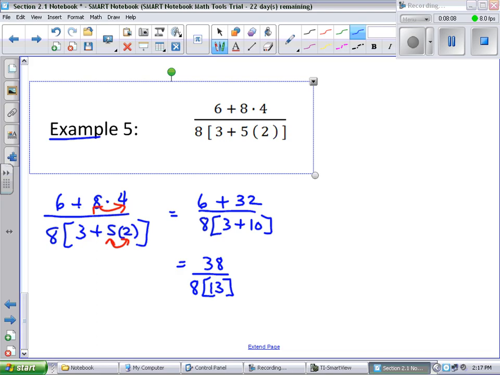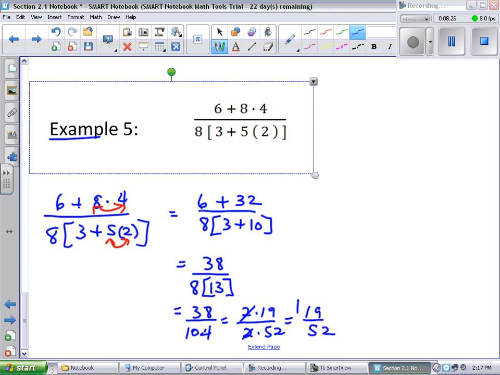And then I will have 38 over 104, which will reduce. 2 times 19 is 38, and 2 times 52 is 104. If I cancel out the 2's, I will have 19 over 52.